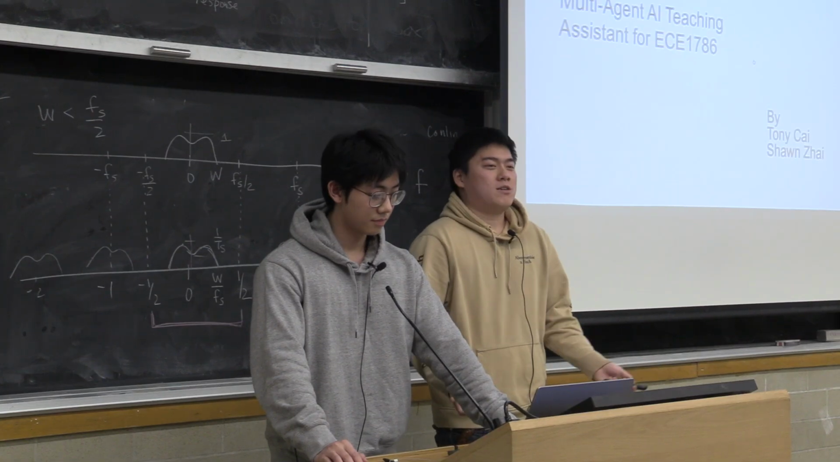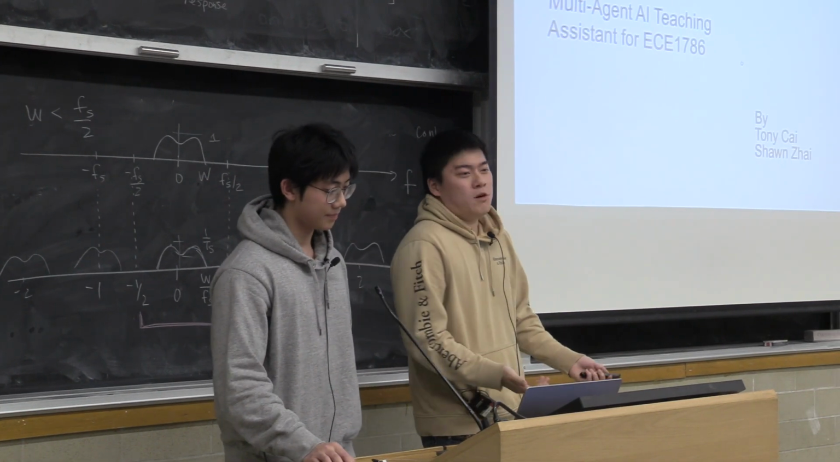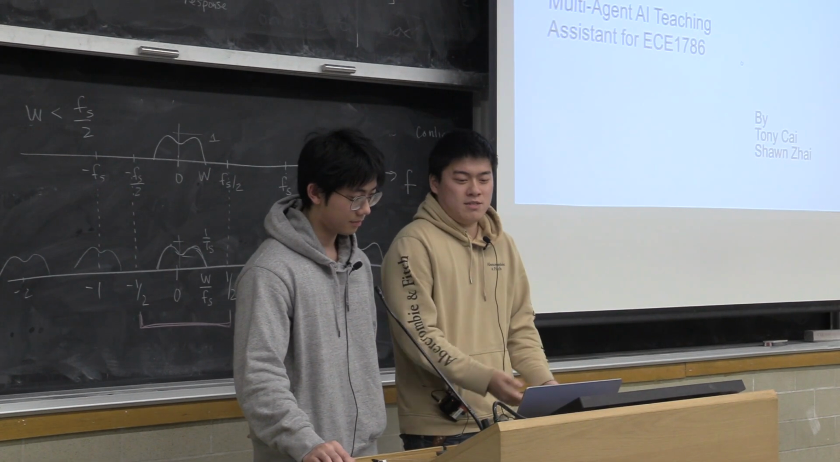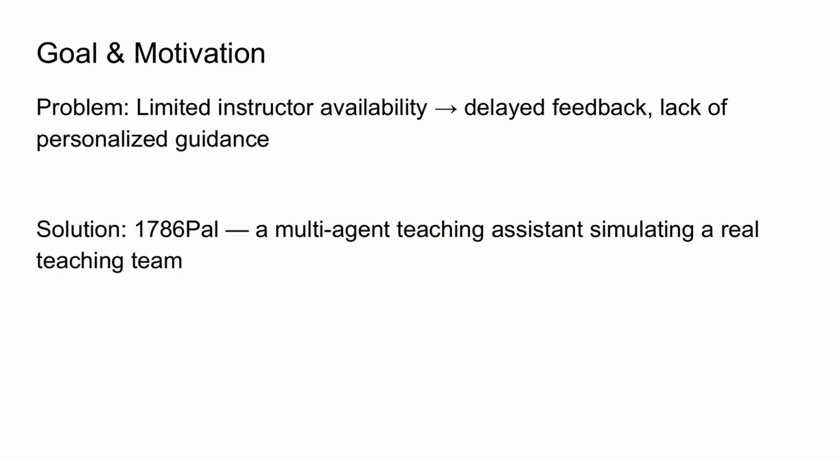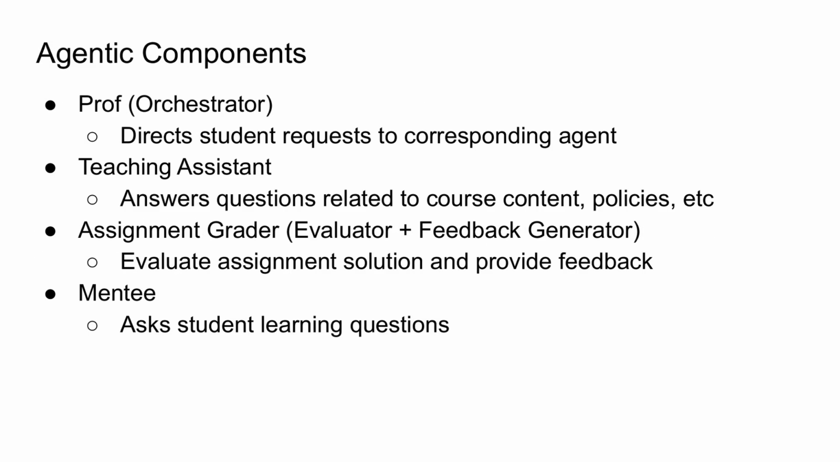We'll talk about our project 1786 Pell, which is a multi-agent teaching assistant for EC 1786. In university courses, limited instructor availability often leads to delayed feedback and there's a lack of personalized guidance. So 1786 Pell addresses this issue by simulating a real teaching team that's always available to provide immediate and personalized help for this course. We have 5 agentic components.